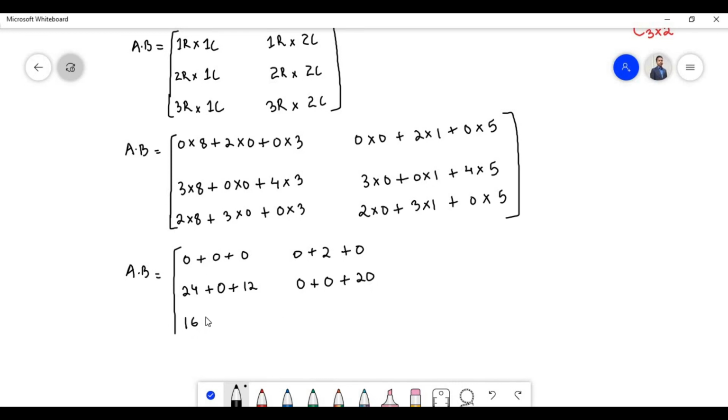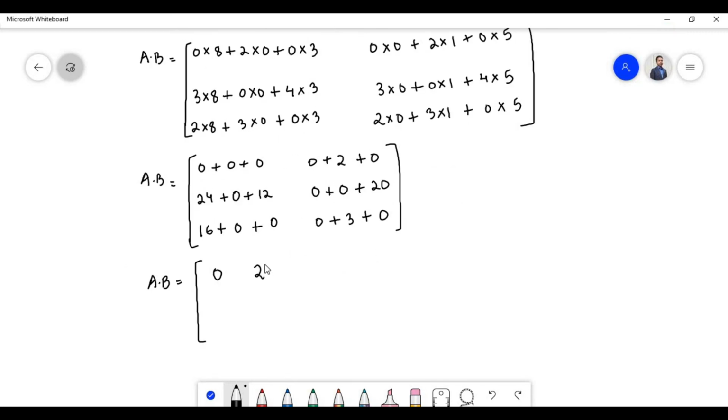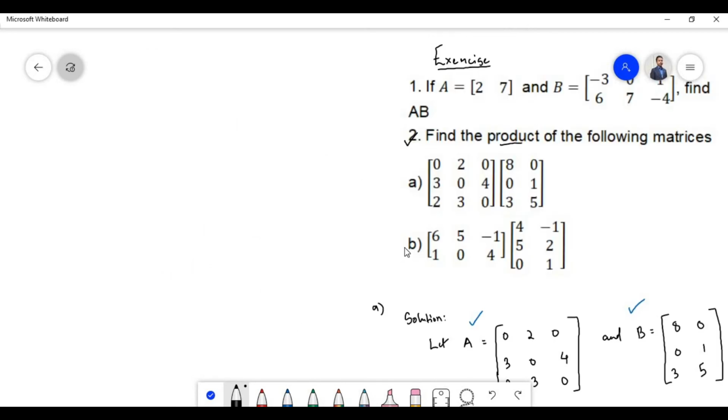Next 2 times 8 equals 16 plus 3 times 0 equals 0. Next 2 times 0 equals 0, 3 times 1 equals 3 plus 0 times 5 equals 0. So we have 0, 2, 24 plus 12 equals 36, 20, 16, 3. Therefore, multiplication of matrix A with matrix B is equal to a matrix which contains elements 0, 2, 36, 20, 16, 3. Let us proceed to solve problem B.